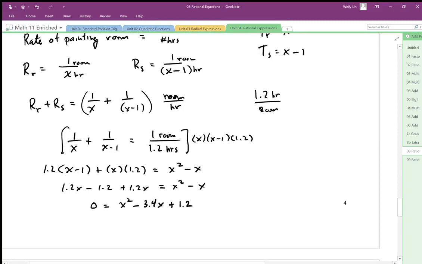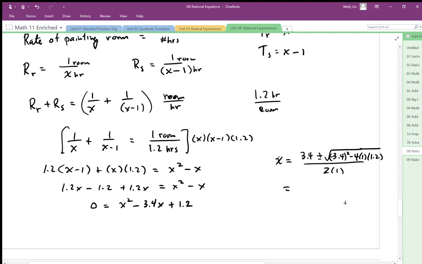I need to solve this quadratic equation. I suspect it's probably factorable, but I'm going to put this into the quadratic formula. So I get 3.4 plus or minus the square root of 3.4 squared minus 4 times a times c, all over 2a. I need my calculator for this one. So 3.4 plus the square root of negative 3.4 squared minus 4 times 1.2, all divided by 2. I'm getting an answer of 3.